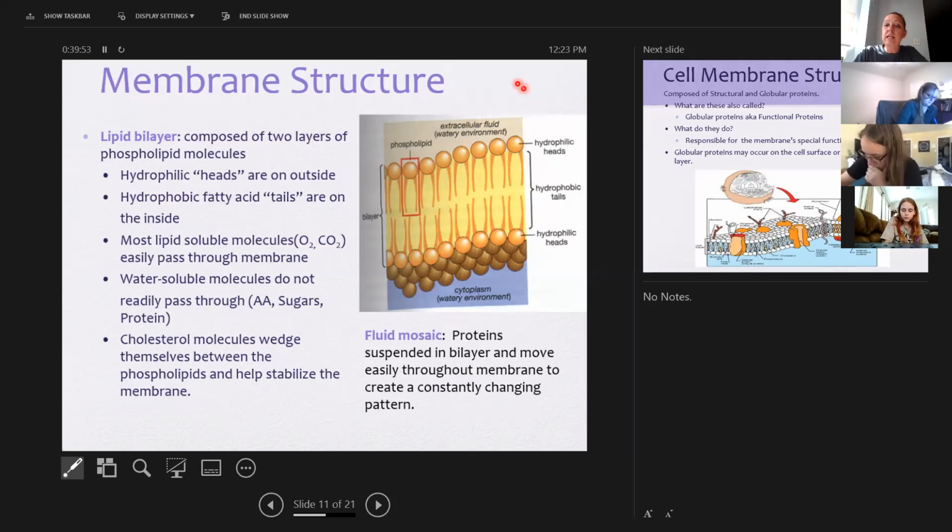Here is the outside of the cell. It's known as extracellular or outside. Here we have the inside of the cell, the cytoplasm, and it governs the movement of stuff back and forth. Because the inside is hydrophobic, water-based molecules have a really hard time passing and moving through because water and fats don't mix. And this is a phospholipid bilayer.